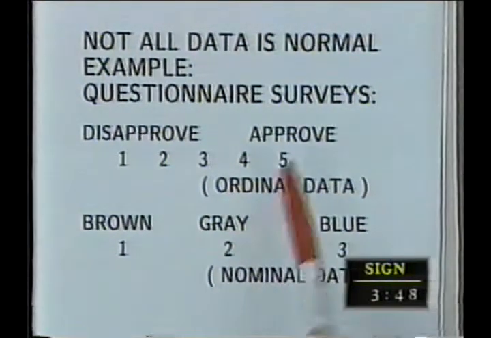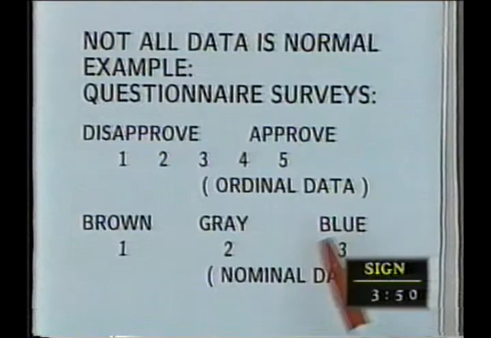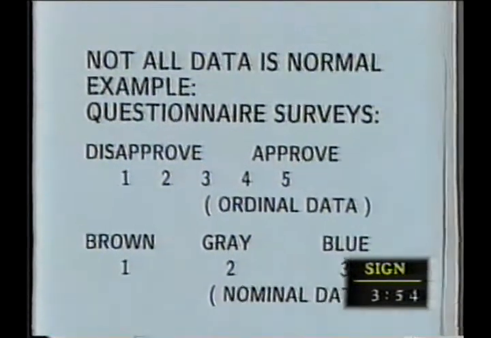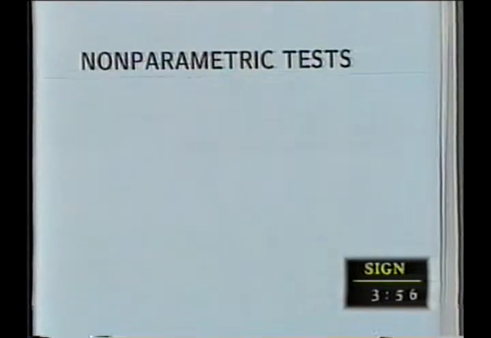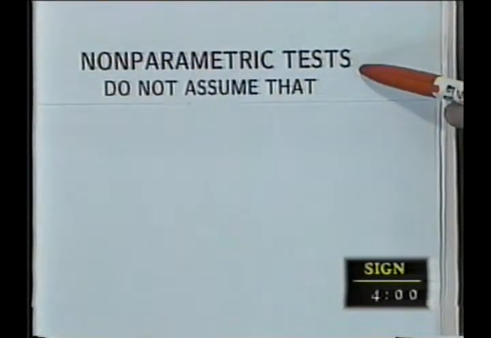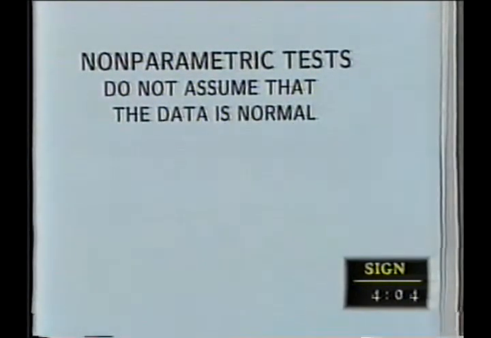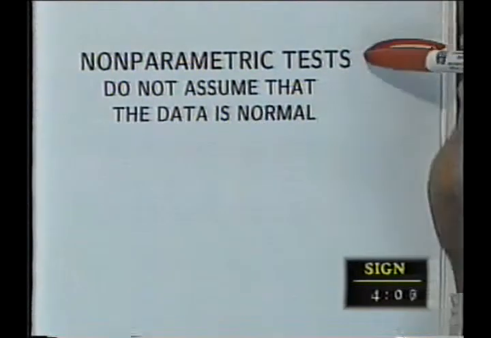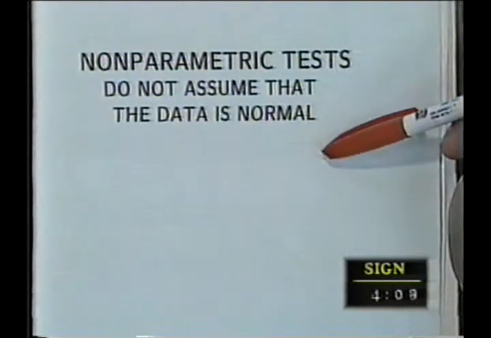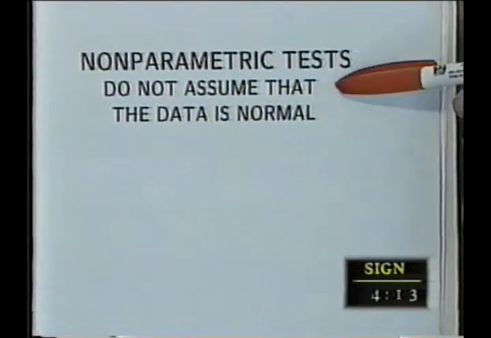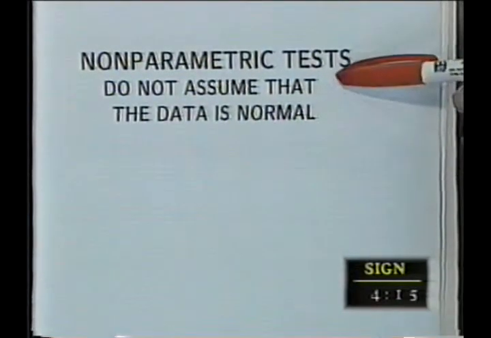So what do you do when you have this kind of data? How can you make tests of hypotheses when you have this kind of data? And the answer is that you have to make what's called a nonparametric test. Nonparametric tests do not assume that the data is normal. That's the kind of test we need. The data can be anything. The data can be nominal. It can be ordinal. It's just not necessarily normal data.